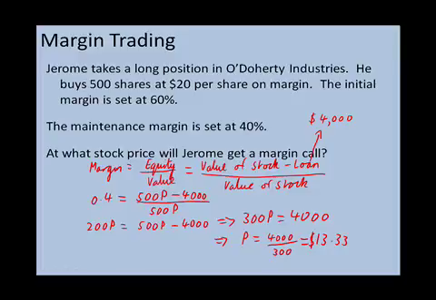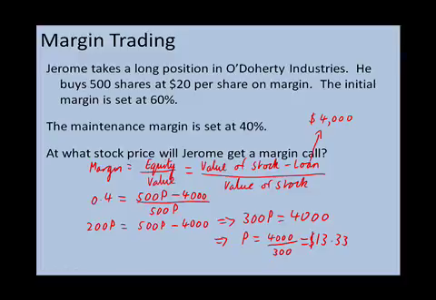So if the price falls to $13.33, Jerome will get a margin call. And you can check this. You can just plug 13.33 into the formula for margin, and you'll find that the margin will come to 40%.